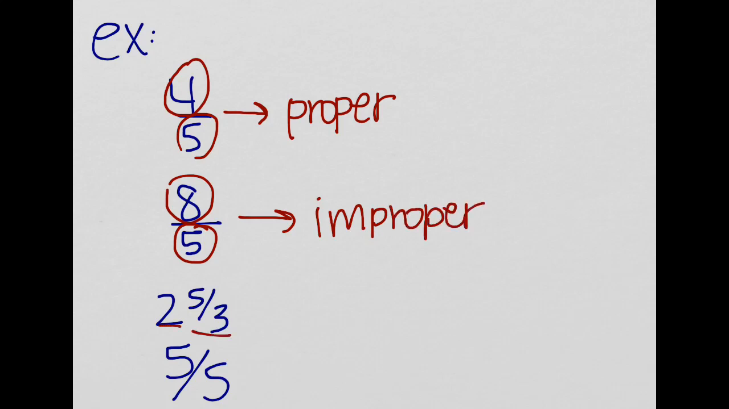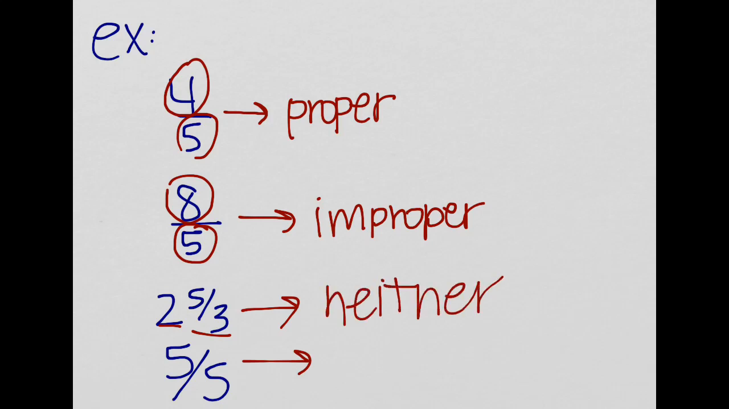2 and 5/3, well, this is a combination of both the whole number and a fraction. Oh, wait. No, it's not. So this is actually neither, because it looks like it may be a whole number and a proper fraction, but realize this is an improper fraction. So this is actually nothing. It's neither. So be careful when you have something like this on a test. That's very important that you pay attention to those, okay?